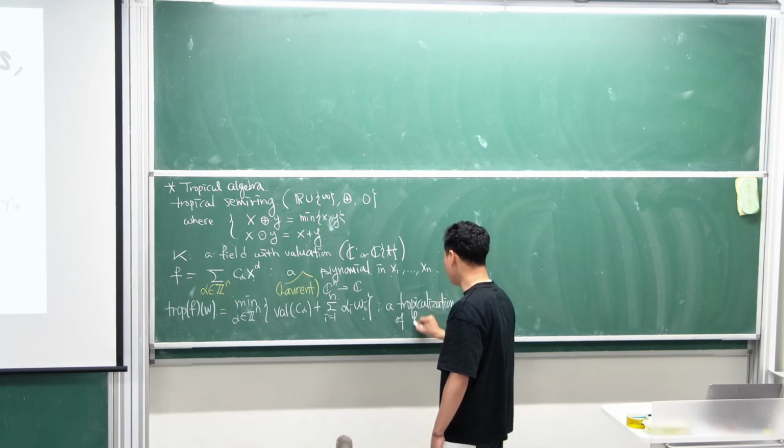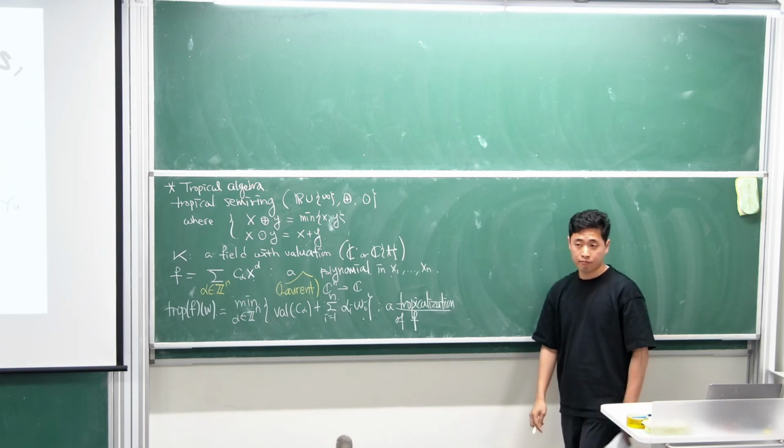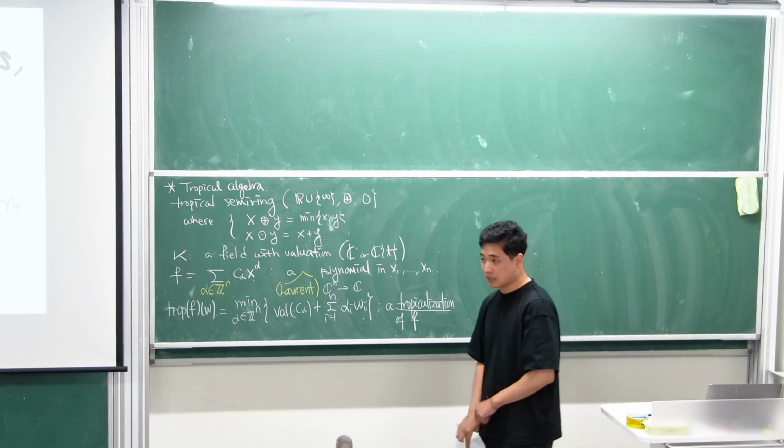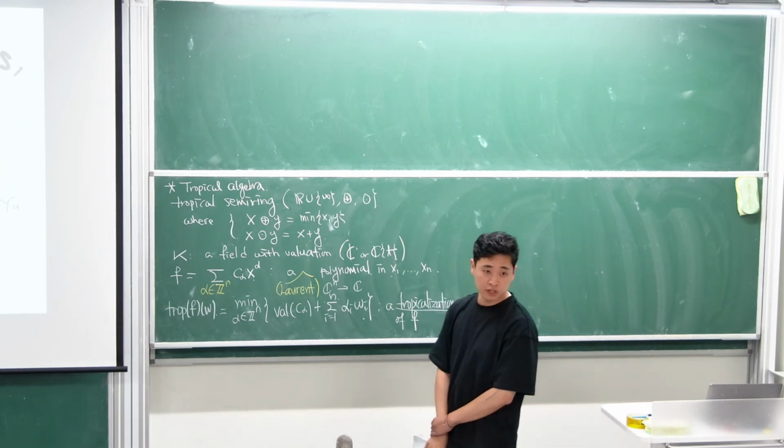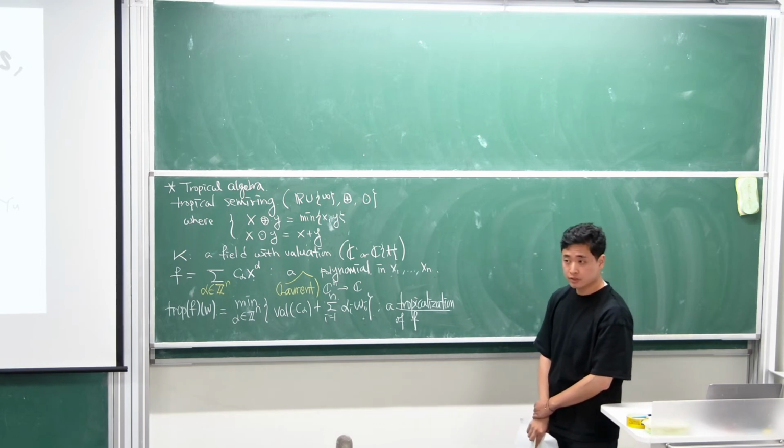Of a single polynomial f. This is how we define this. I hope this makes sense. I just replace everything by tropical sum and tropical multiplication. This is what I do. Any questions?